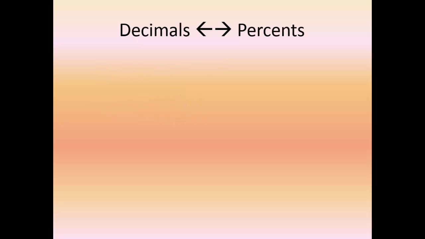Decimals and percents. These are super easy, right? If I have a decimal, I just multiply it by 100 to get the percent. What that looks like is moving the decimal 2 places to the right. You can think of it either way. Most people just move the decimal, but I don't want it to seem like a trick. I want you to understand that this is why.